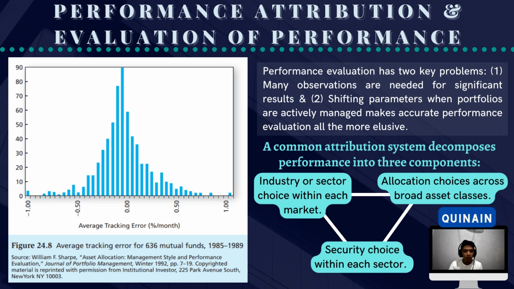For example, one common attribution system decomposes performance into three components. Number one, broad asset market allocation choices across equity, fixed income, and money markets. Number two, industry choice within each market. And lastly, number three, security choice within each sector.